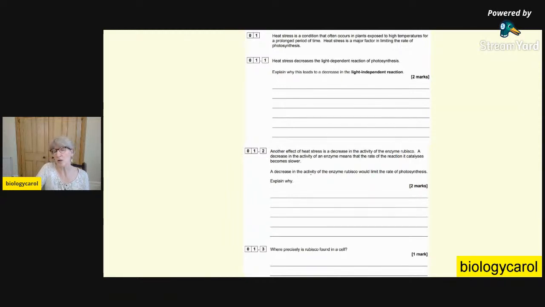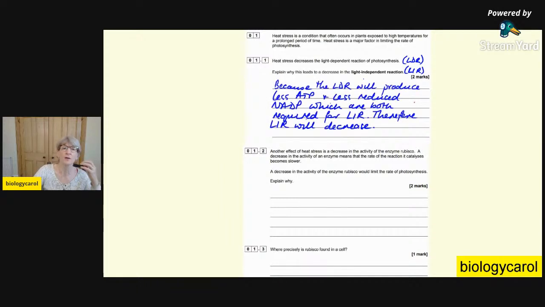So what I've done for each one, I'm going to write out the answer that I gave. I'm going to show you the mark scheme and I'm going to show you the marks that I got for the exam. So this is all about heat stress and photosynthesis, and it tells you that heat stress decreases the light-dependent reaction for photosynthesis. And you've got to explain why this leads to a decrease in the light-independent reaction. And that, of course, hopefully, here's me giving the examiner abbreviations as to what I want, so that I'm not writing it all out in longhand.